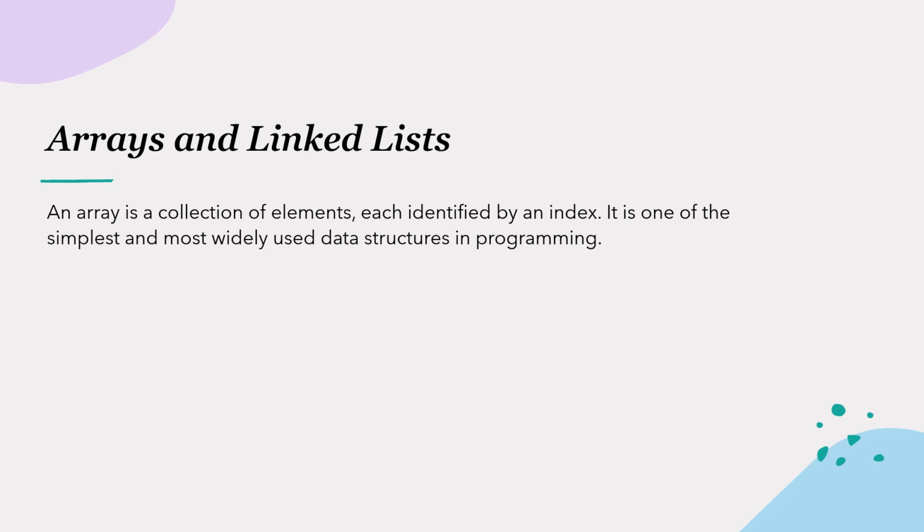Arrays versus linked lists. Let's briefly compare arrays and linked lists. Arrays are great when you need quick access to elements by index and know the size of your data ahead of time. Linked lists, on the other hand, are more flexible when it comes to size, but accessing elements is slower. Both arrays and linked lists are fundamental building blocks for more complex data structures, so understanding their strengths and weaknesses will help you make informed choices when designing algorithms.